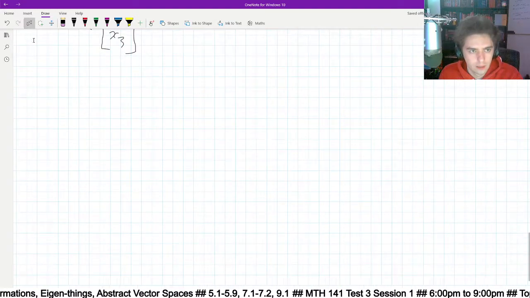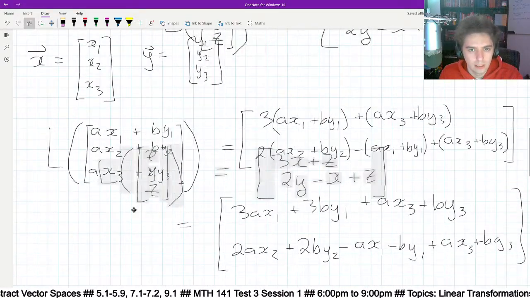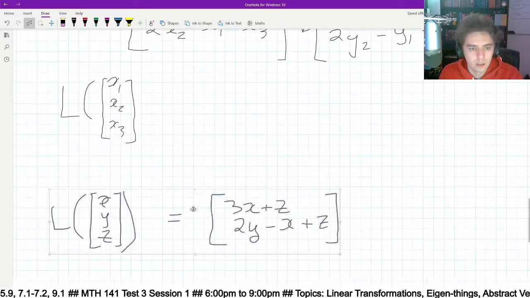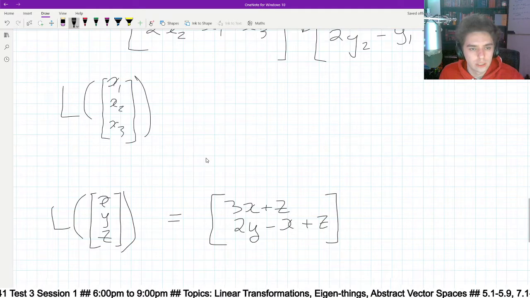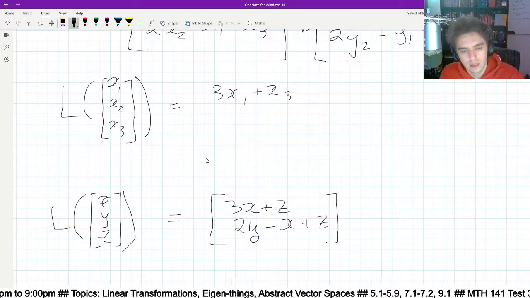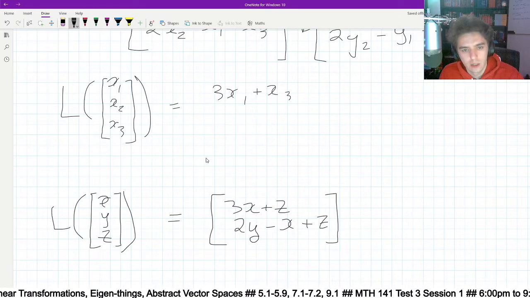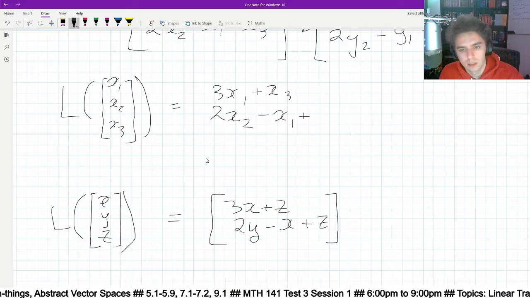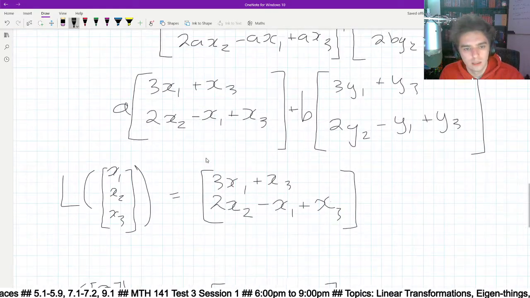Okay, can't copy. I can paste it up here. That's not where I want to paste it, but I guess that's what I'll do. If I apply this transformation to just x1, x2, x3, it would look like 3x1 plus x3, because it wants the first position and the third position, 2 times the second position, x2, minus the first position, plus the third position, x3. But that's exactly what we have here.